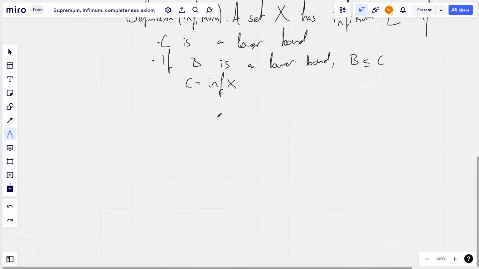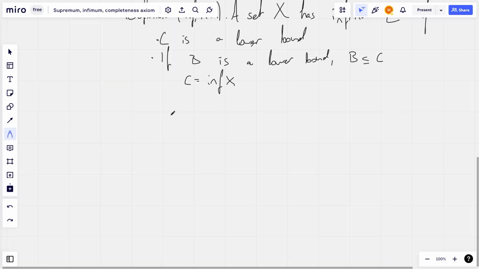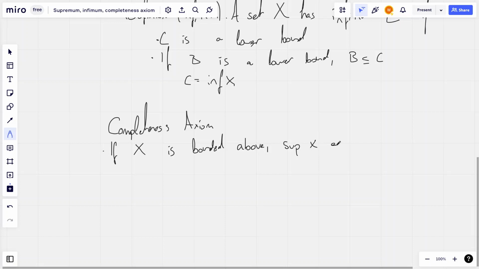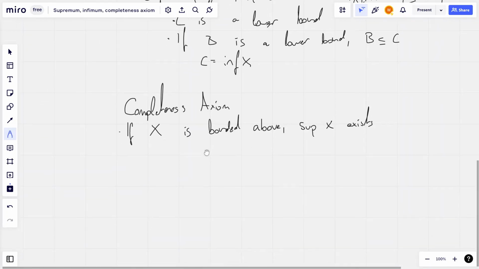Okay. So now I'm going to introduce something called the completeness axiom. And this states, if X is bounded above, then sup X exists. So there will always exist a least upper bound if it is bounded in the first place.